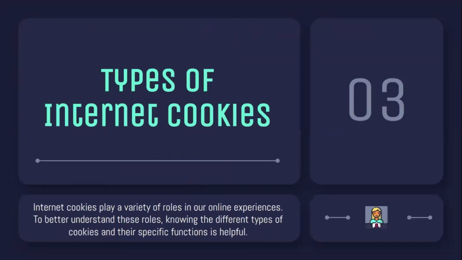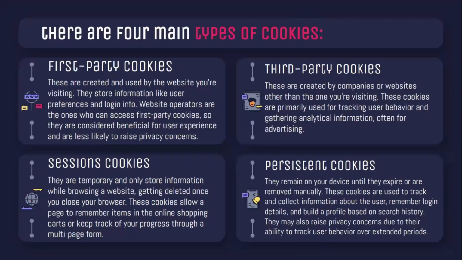3. Types of internet cookies. Internet cookies play a variety of roles in our online experiences. To better understand these roles, knowing the different types of cookies and their specific functions is helpful. There are 4 main types of cookies. First party cookies. These are created and used by the website you're visiting. They store information like user preferences and login info. Website operators are the ones who can access first-party cookies, so they are considered beneficial for user experience and are less likely to raise privacy concerns.